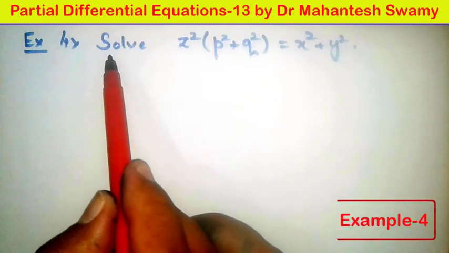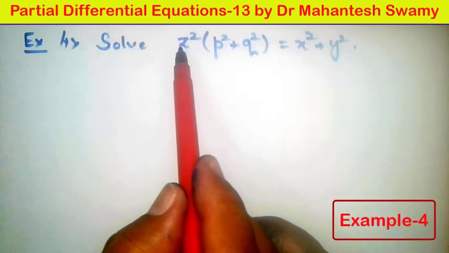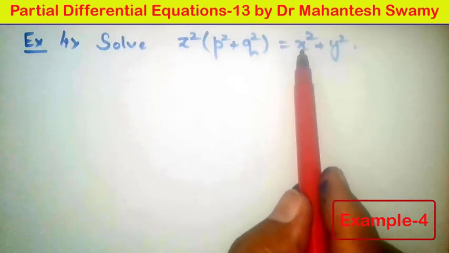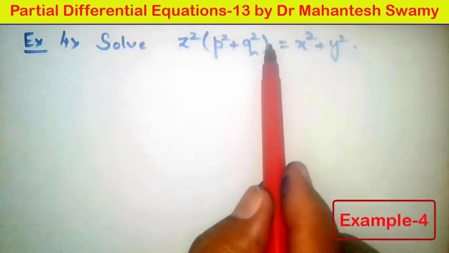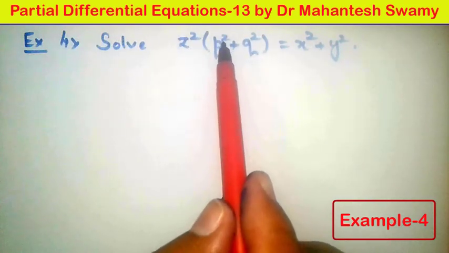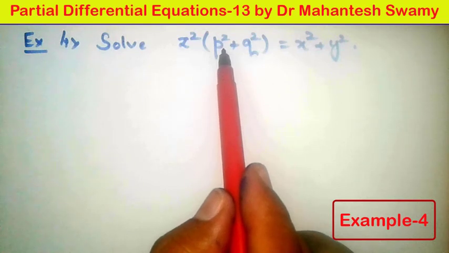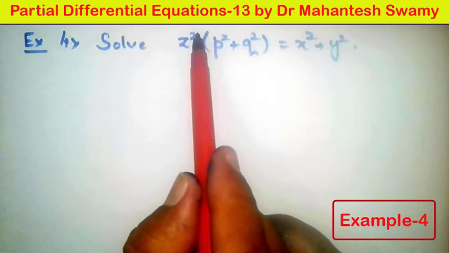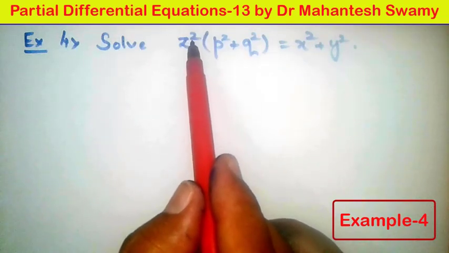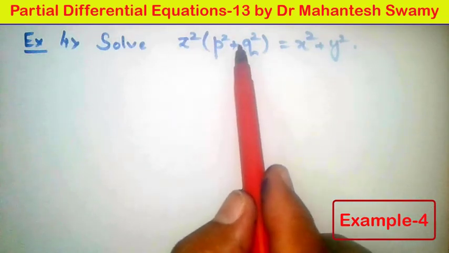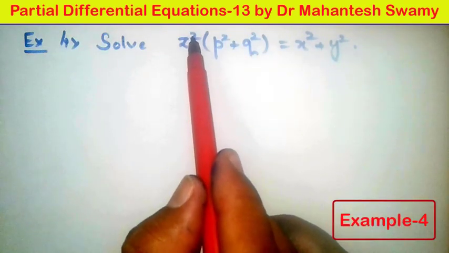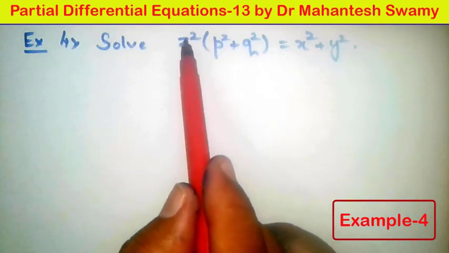In this example it is asked to solve the partial differential equation z square into bracket p square plus q square equal to x square plus y square. So this is a non-linearity which is appearing in the partial differential equation, and we observe one more important thing here, that the z square term is present, which we don't want to have, because type number 3, which we are now discussing, contains only p, q, x and y terms. There will not be any z term in type number 3. Therefore, we want to get rid of this z term.